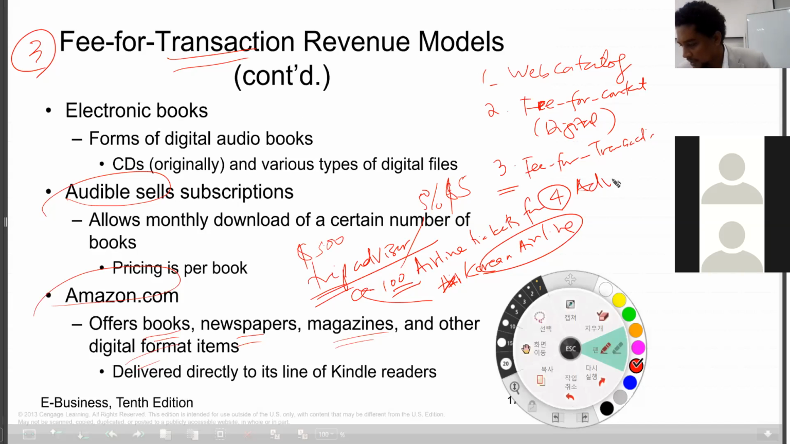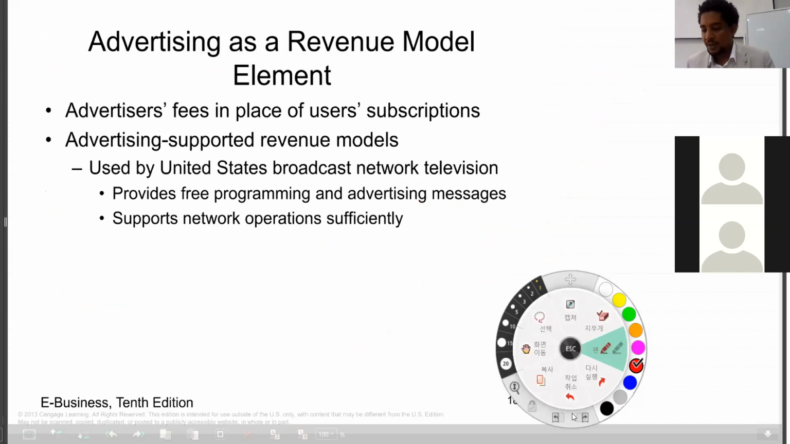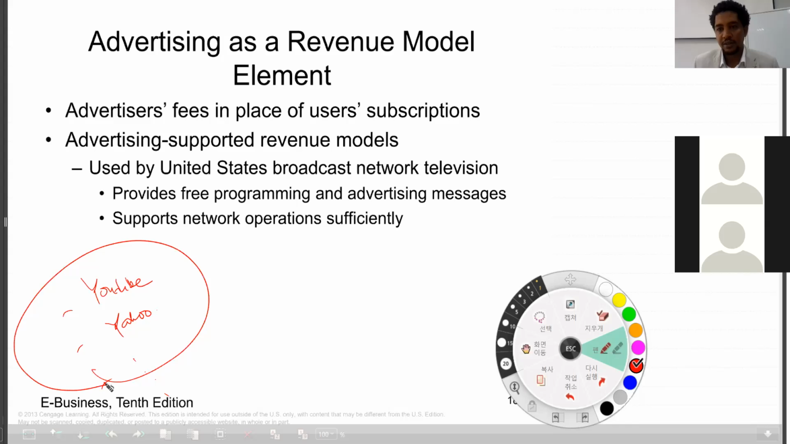We have advertising as a revenue model, okay? So keep these different models in mind. So advertising as a revenue model, as you can easily guess, these businesses get their income from advertising. For example, YouTube, Yahoo, or other portals. They advertise other companies' products and they charge them for these advertisements. So they use advertising as their revenue model, right?